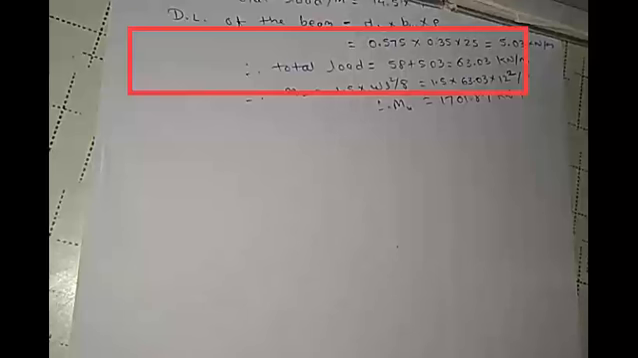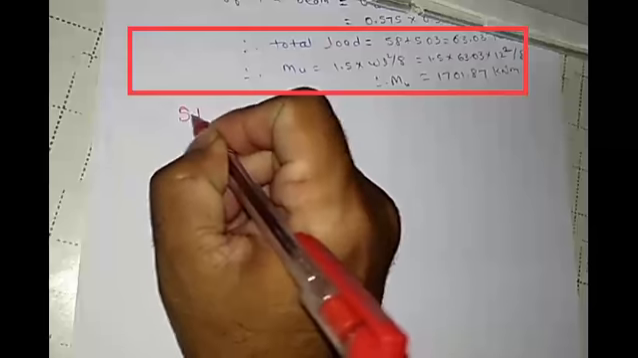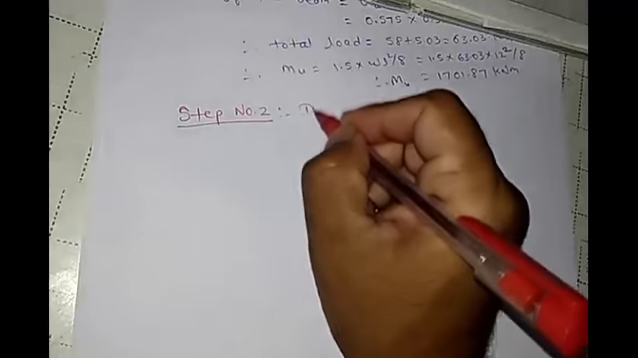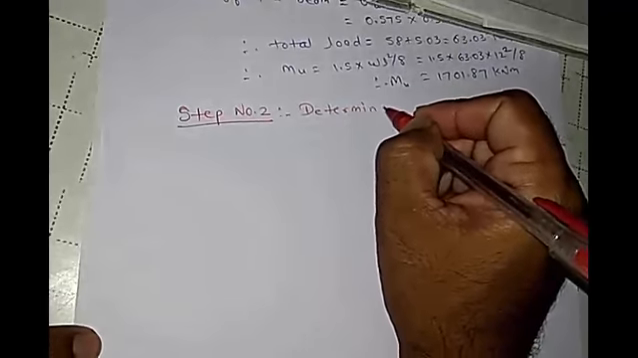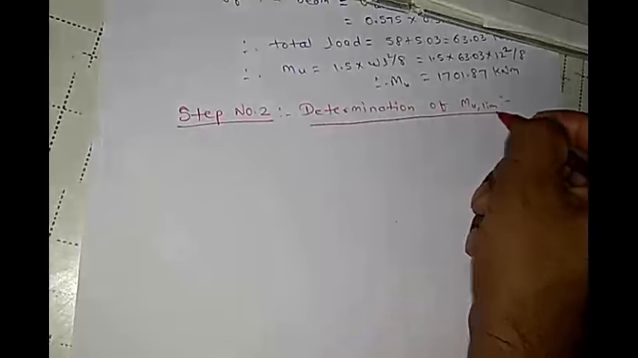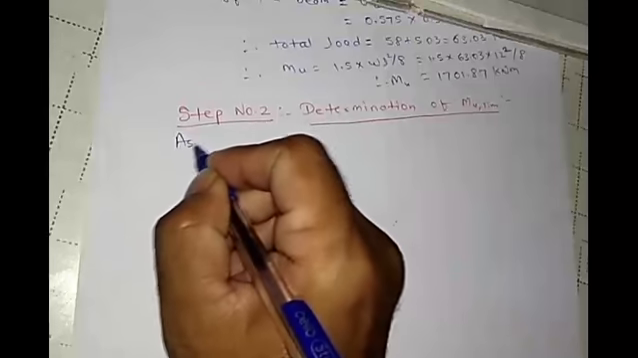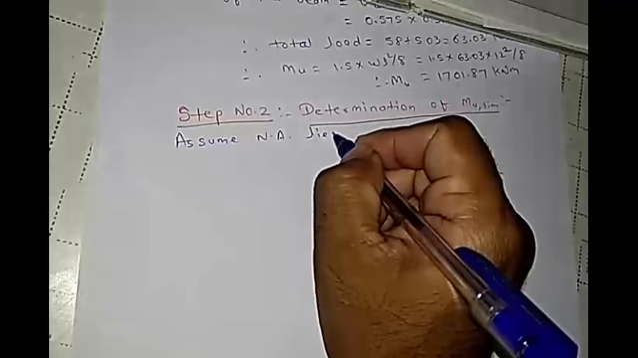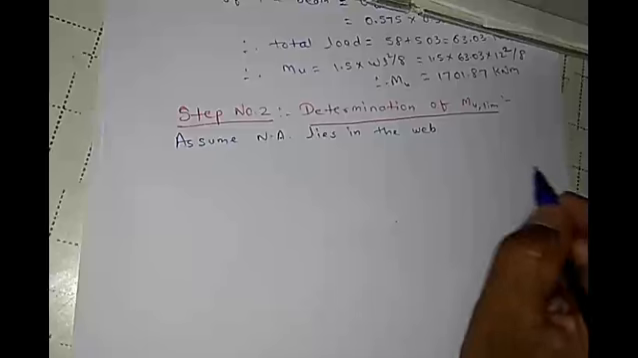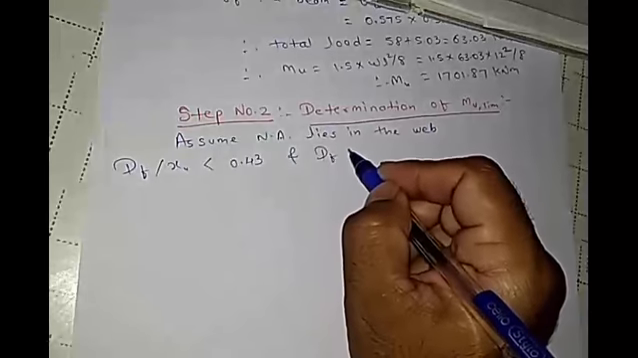Now we'll be going through the next step, determination of limiting moment carrying capacity, determination of MU limiting. Let us assume the neutral axis lies in the web. So I can write down, assume a neutral axis lies in the web, and it means that DF by XU is less than 0.43 and DF by D, which is equal to 100 by 585, that is 0.17, that is again less than 0.2.